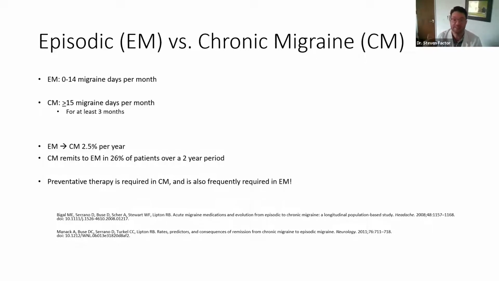2.5% of patients experience a movement from episodic migraine to chronic migraine per year. It stinks. It's terrible. We try to figure out why that's going on. Sometimes we'll order imaging. Sometimes we'll do a great deal of blood tests, figure out if you've been put on any new medications. And then a little bit of good news, chronic migraine can remit to episodic migraine in 26% of patients over a 2-year period. So, maybe this is due to improvement in preventative therapy, we're hoping. And preventative therapy is required in chronic migraine. It's also frequently used in episodic migraine as well.